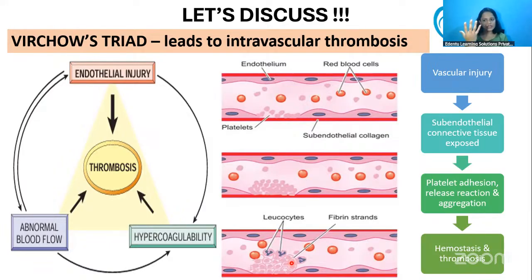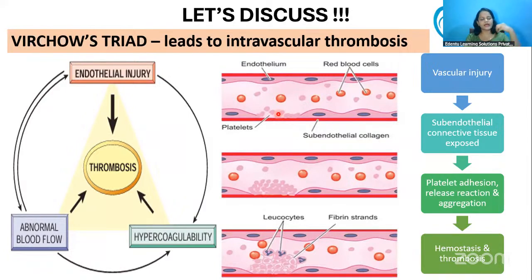Endothelial injury means this: these are the endothelial cells. This pink colored structure, the parallel lines, is the blood vessel, and the cells lining it are the endothelial cells. When some kind of injury happens in this region, under these endothelial cells there will be connective tissue present. So the subendothelial connective tissue is getting exposed because of this vascular injury.